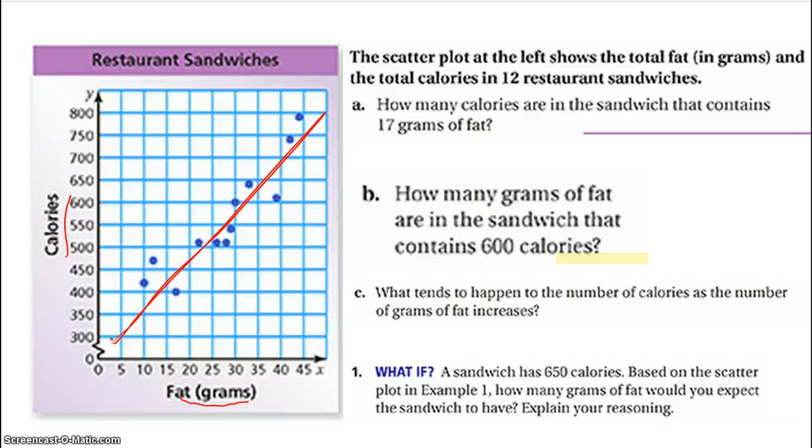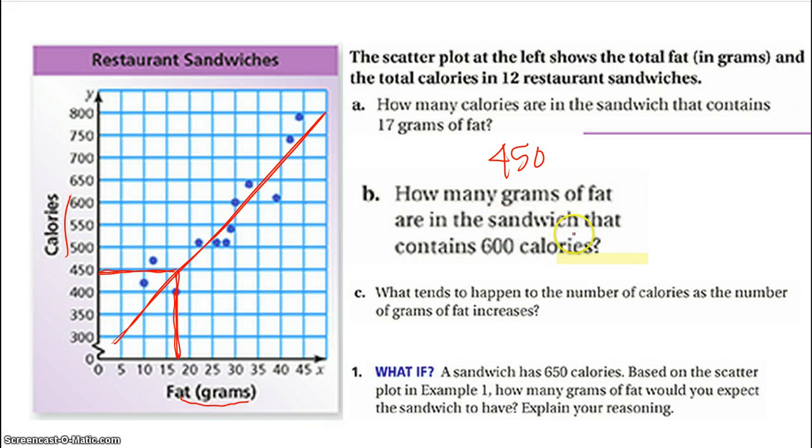So, how many calories are in a sandwich that contains 17 grams of fat? 17 grams of fat would be about right here. If I connect that over here, that would be about 450 calories. So hopefully you got something similar to that. We want to use the line because you can think of a line as kind of being an average of all the dots. We don't want to use just one dot. We want to use what we know about many of them to help us with the general idea.